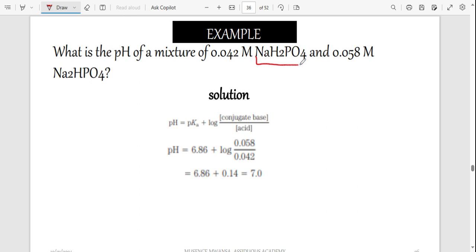You have sodium dihydrogen phosphate and then disodium hydrogen phosphate. So the one with few hydrogens, this is the base, and then this is the acid. So in this case, on top we have acid for the Henderson-Hasselbalch equation. pH is pK plus log of base over acid, sorry. So the base on top we are going to put this concentration, which is this one. The bottom concentration is this one for the acid. And then that will give us a pH of 7 there.